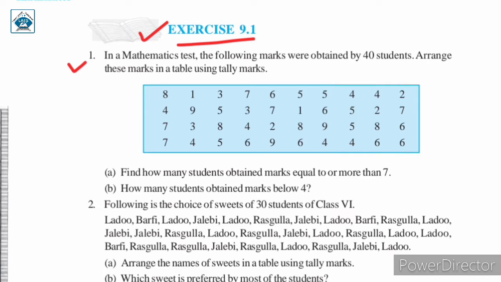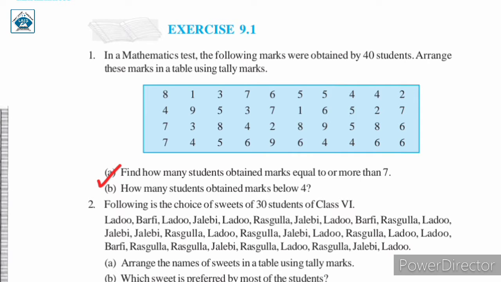In a mathematics test, the following marks were obtained by 40 students. Arrange these marks in a table using tally marks. First of all, in this question we are given the marks obtained by 40 students. We need to arrange these marks in a table using tally marks. After that, we need to answer these questions.